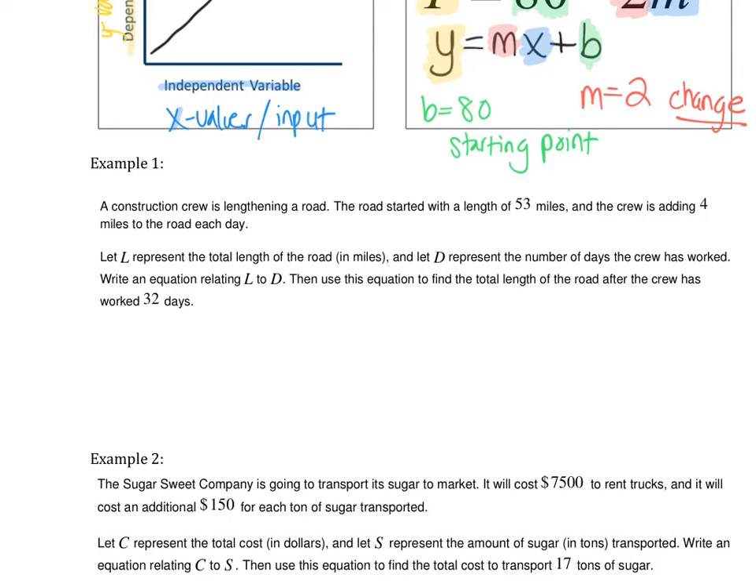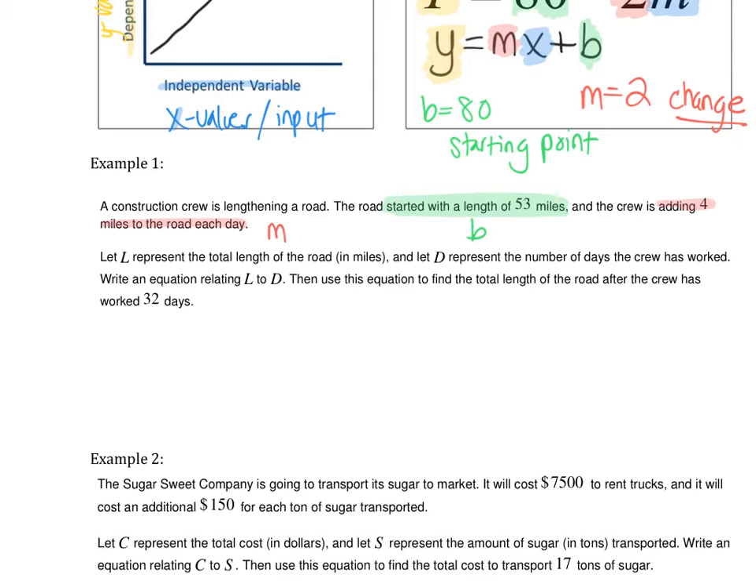Well, the y-intercept is always referring to what it starts. It's the starting point. So our starting point for this equation is 53. So that is going to be our b. So our b is 53. We know that. Then it says, and the crew is adding 4 miles to the road each day. Well, this is the changing that is happening because they are adding, that is a change, 4 miles to the road each day. So that is telling us that 4 must be the slope in our equation. That must be the slope in y equals mx plus b.